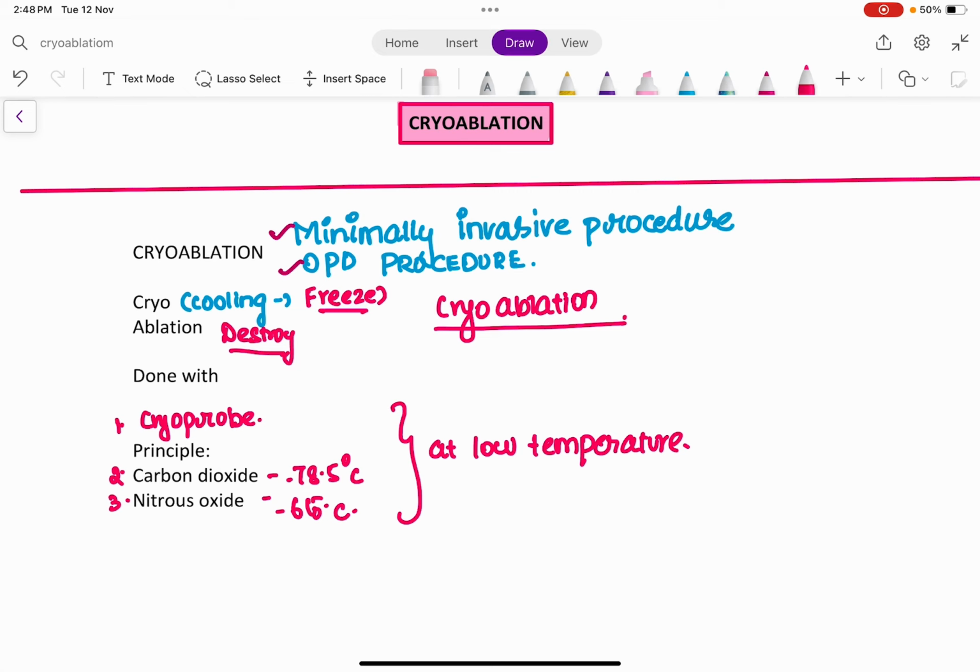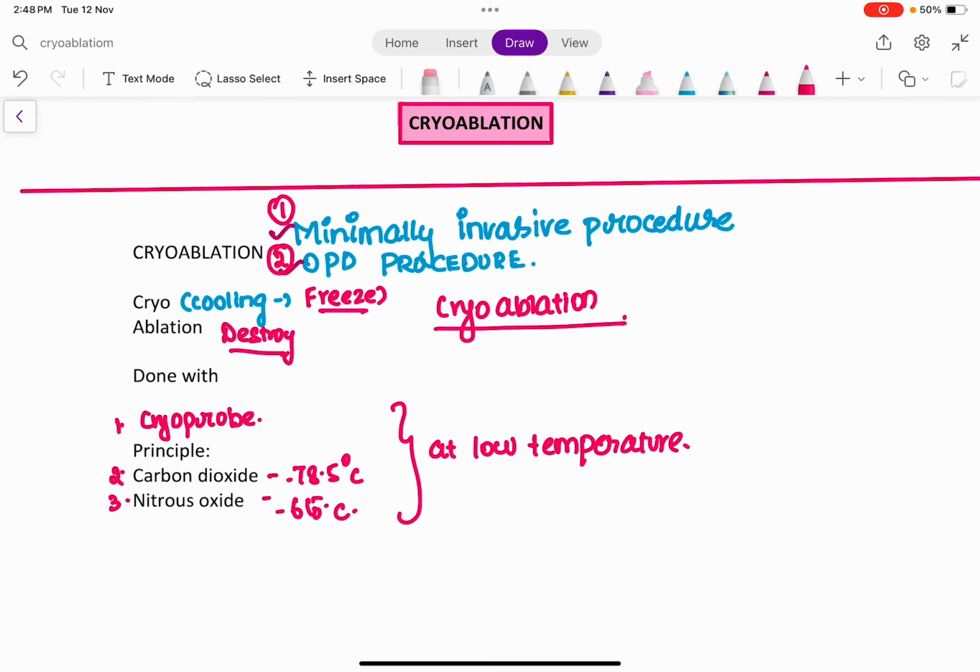But in this module, we are going to give our entire concentration to cryoablation. So let's start with the topic. What do you mean by cryoablation? Before starting with cryoablation, please make note of these two things. This cryoablation is a minimally invasive procedure, and most importantly, it is an OPD procedure.